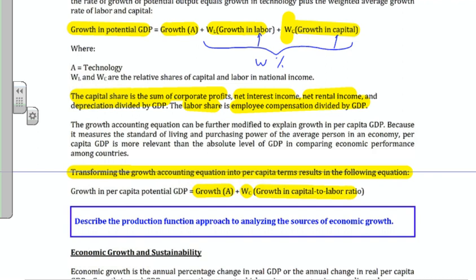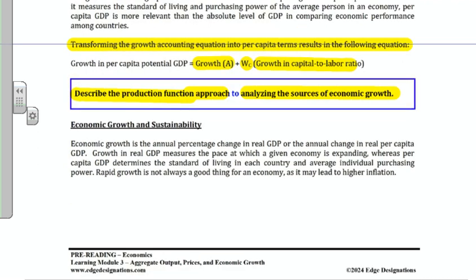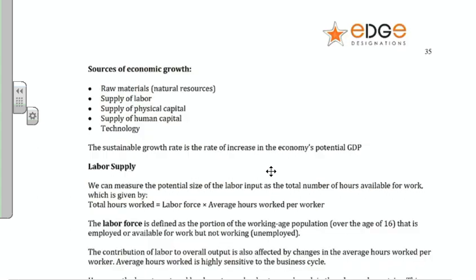We continue onwards. Learning outcome: describe the production function approach to analyzing sources of economic growth. Economic growth and sustainability. Economic growth is the annual percentage change in real GDP or the annual change in per capita GDP. There is a bit of repetition here, as you can see. Top of page 35: what are some of the sources of economic growth? Raw materials, labor, capital, human capital, and technology. The sustainable growth rate is the rate of increase in the economy's potential GDP.